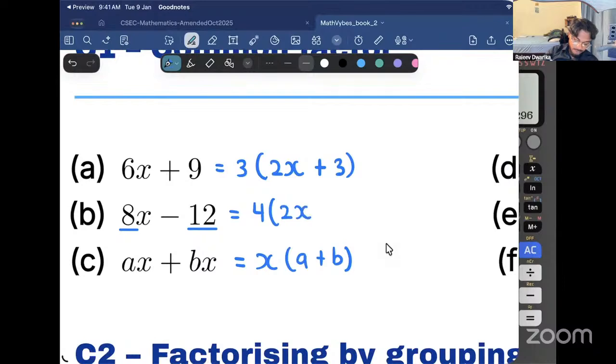And I have to put back the minus sign in the middle because it was there.